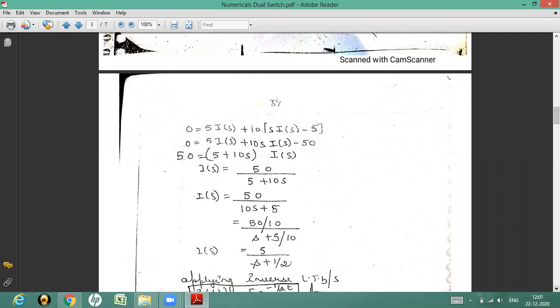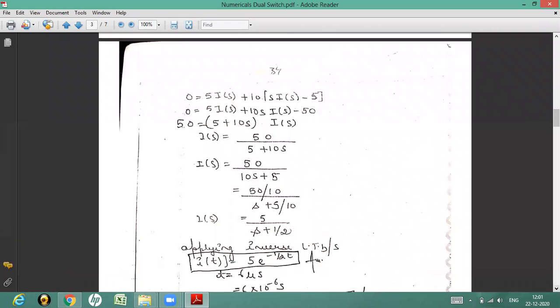Here we are getting a frequency domain equation, I(s) equal to 5 upon s plus 1 by 2. When I simply apply the inverse Laplace transform to this equation, I(s) becomes I(t) equal to 5 e raised to power minus 1 by 2 into t. This is the current that flows in the circuit when the switch is moved from position A to position B at time t equal to 0. This is the first part of the numerical that you have calculated.